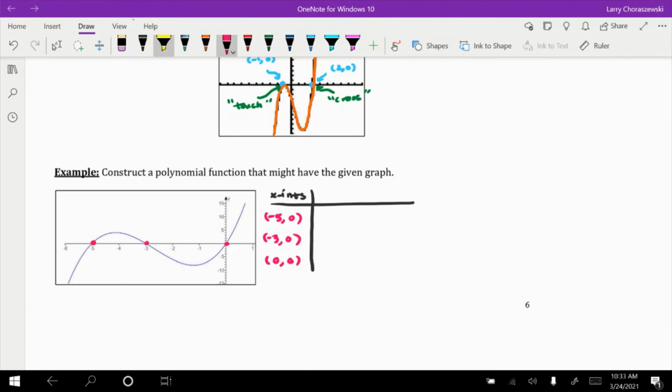Now, each one of these x values from the x-intercepts is going to correspond to a real 0. So in this next column, we'll just populate it with the x values from these ordered pairs, -5, -3, and 0. I also want to tie in multiplicity. And then that'll help us to build our factors.